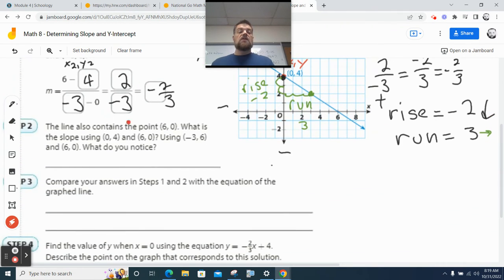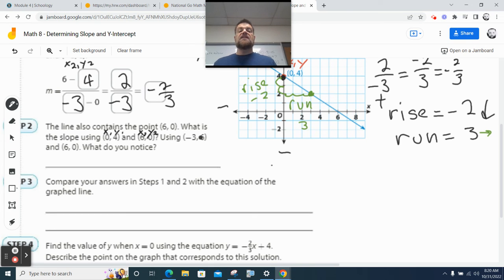Step 2. The line also contains a point 6, 0. What is the slope using those two numbers? Same thing, except this is x sub 1, y sub 1, and we're going to use x sub 2, y sub 2. Let me read the sentence. It says the line also contains the point 6, 0. What is the slope using 0, 4 and 6, 0?